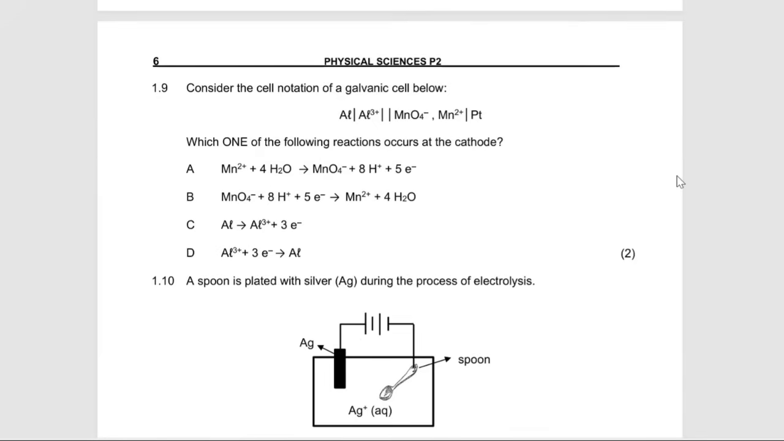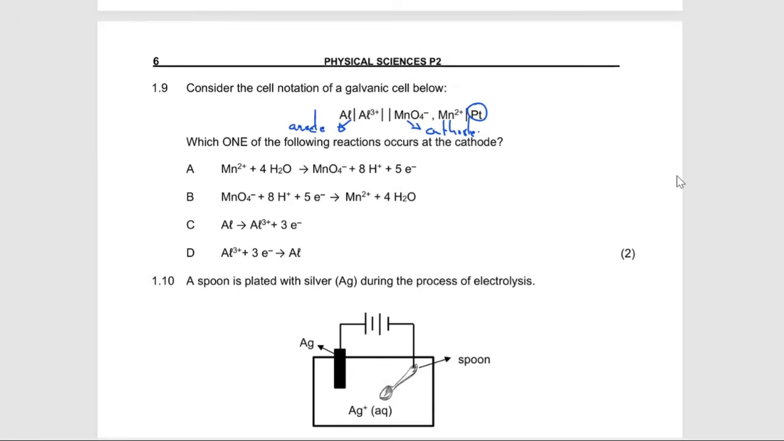Then which one of the following reactions occurs at the cathode? So now we know that according to our analysis, here we're going to have our anode. Then on this other end here, this is where we are going to have our cathode. So the Pt there is more of an inert electrode. So this one is inert, so it's unreactive. It's usually used as a conductor there.